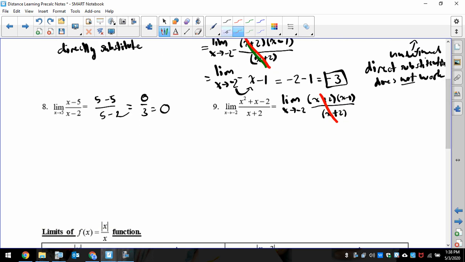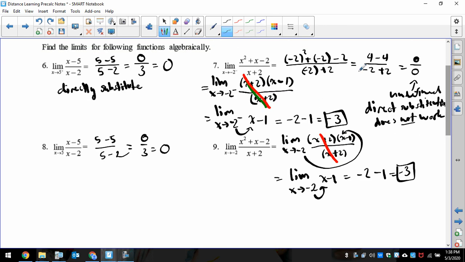Okay, and so then here, once we plug in the -2 into what's left over, let's rewrite the limit for practice. Limit as x goes to -2 of x minus 1, and then plug in the -2. Now, notice the limit goes away as soon as you plug in the limit value, so it's going to be a -3. Should be the same as this one.